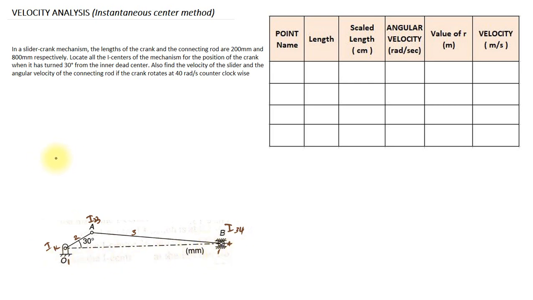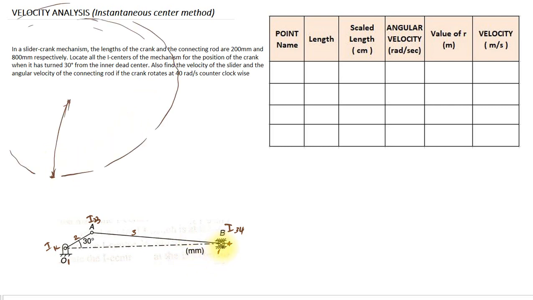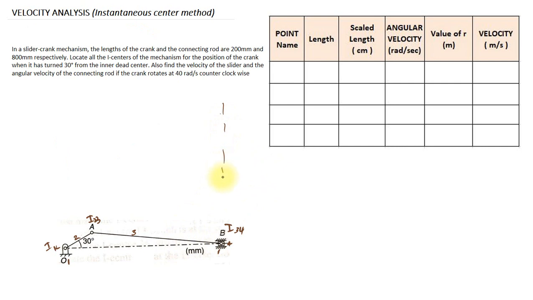We know that the slider is moving in a straight line, but we can assume that this small straight line is a part of a very big circle. So usually we represent the instantaneous center for a slider at infinity. The instantaneous center I14 will be treated as at infinity, located on a line perpendicular to the slider movement. So it will be like this.